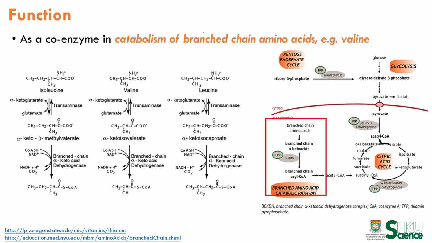Thiamine can also act as a coenzyme in the catabolism of branch-chain amino acids such as isoleucine, valine, and leucine. The step involved is the step that uses the enzyme called branch-chain alpha-keto acid dehydrogenase, or BCKDH. All three BCAA use the same enzyme, BCKDH, and you see that it requires thiamine as a cofactor.